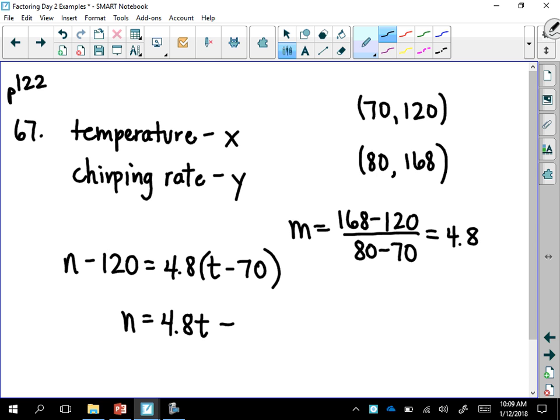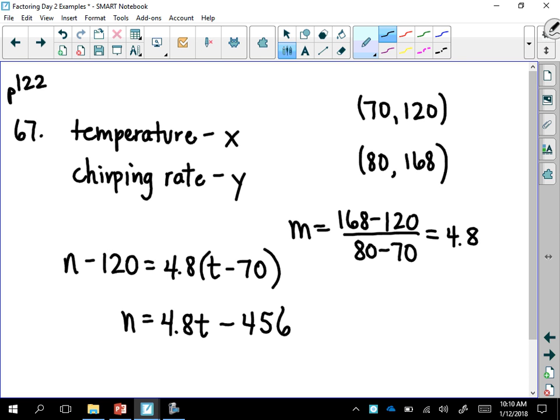minus, use my calculator. We'll get 4.8 times 70 and then add 120. Anybody? Second? 456. All right. Okay, so there's our linear model.